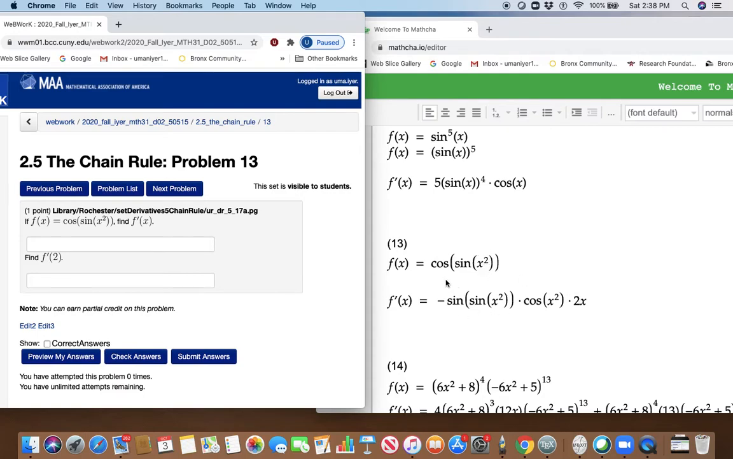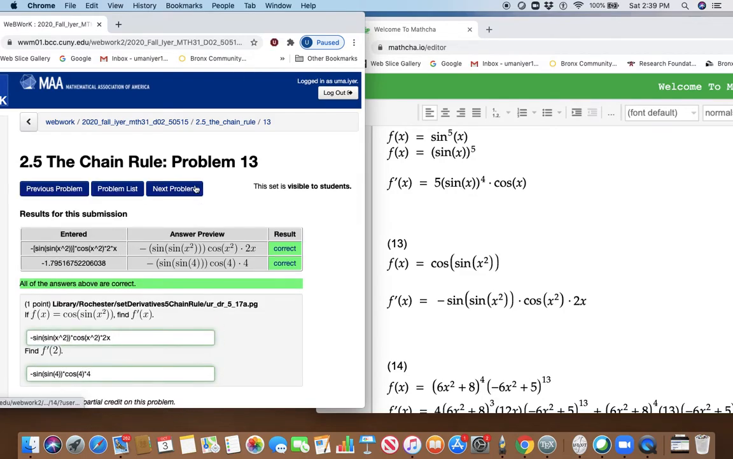You see, that's why it's called chain. You're coming from outside in. So negative sine of (x to the power 2) times cosine of (x to the power 2) times 2x. You're going to take all this and evaluate it when x is 2. 2 to the power 2 is 4. 2 times 2 is 4. Next problem.